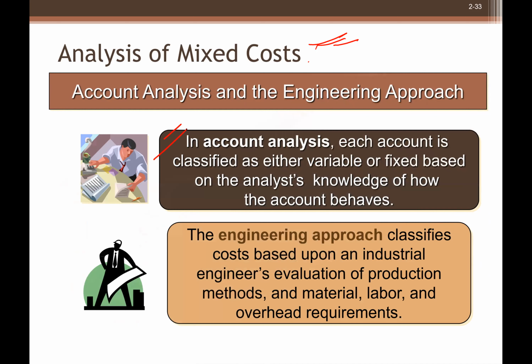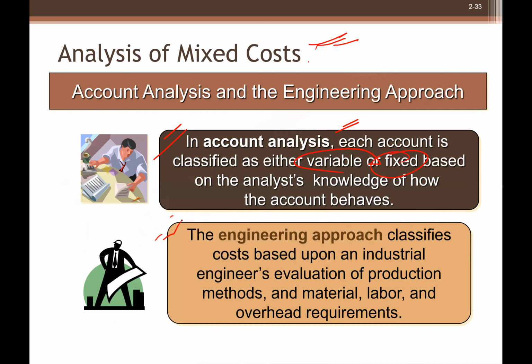Number one, there are accounting and engineering approaches. Accounting only categorizes cost as variable or fixed cost. They see that the variable part is very small, so they consider it fixed. If in a cost the major part is variable, they ignore the fixed cost. If a small portion is variable and the major portion is fixed, they go with the majority.